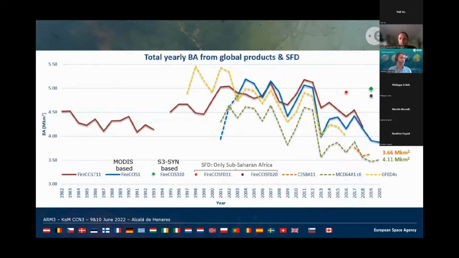The Sentinel-3 based dataset also uses the shortwave infrared instead of the near infrared, and there were also some improvements done to the algorithm. So not only does the Sentinel-3 based product detect 28% more burn area than the MODIS product, but it also has a better accuracy. It is an improvement in the capacity to detect burn area from medium resolution sensors.